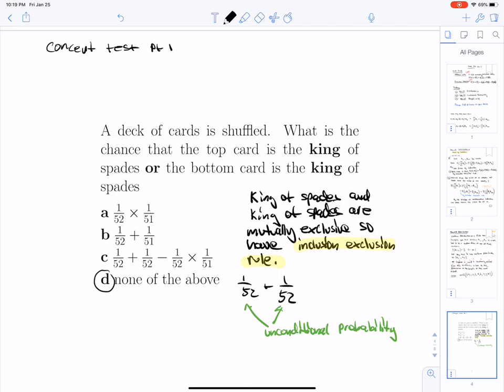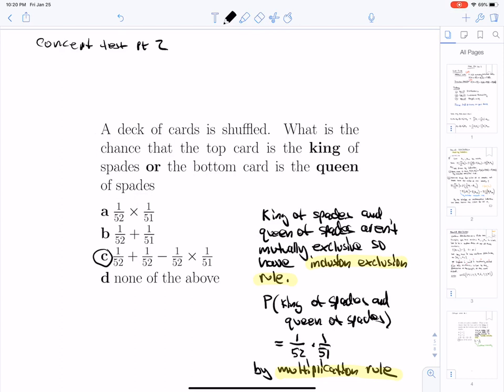So that is none of the above. I will mention that it's not possible to make a scenario like above that would give you B, since these are unconditional probabilities. So it should always be 1 out of 52. We're not conditioning on anything that happens before or after.